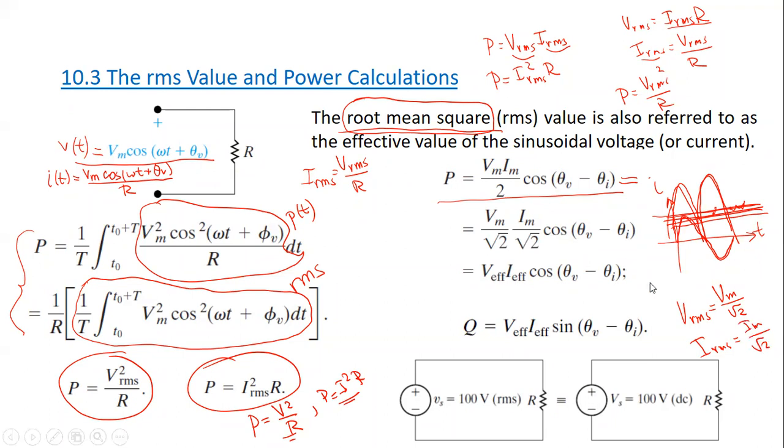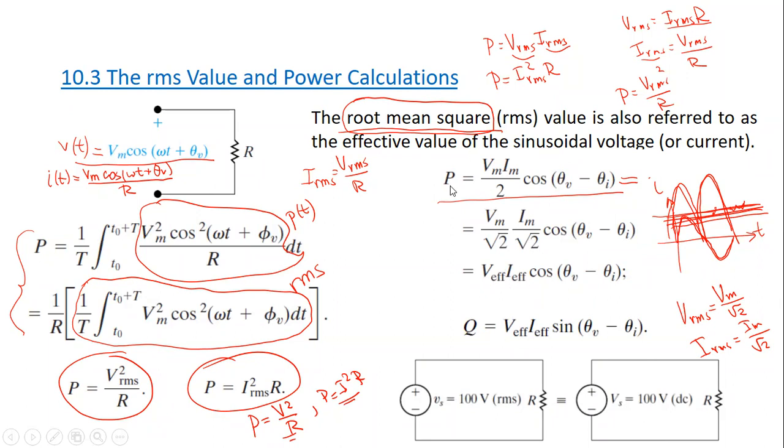So if I replace this 2 by square root of 2 times square root of 2, V maximum over square root of 2 can be replaced by V RMS, and I maximum over square root of 2 can be replaced by I RMS. RMS and effective values are the same. Here it's written effective, or you can write RMS, it's the same.